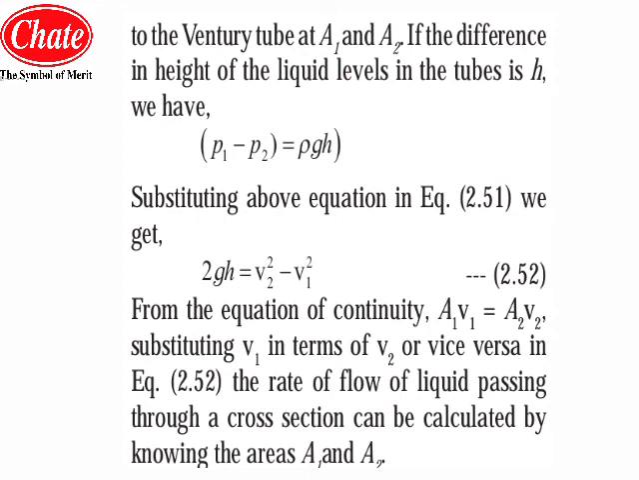Now substituting this value into Bernoulli's equation, we get 2GH is equal to V2 square minus V1 square. From the equation of continuity, A1 V1 is equal to A2 V2, substituting V1 in terms of V2 or vice versa in the above equation, we can calculate the rate of flow of liquid passing through the cross section by knowing the areas A1 and A2.